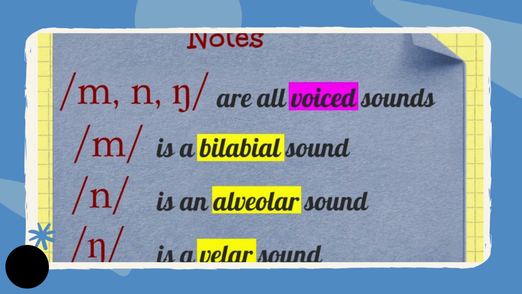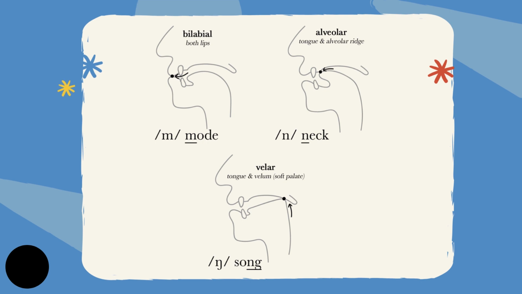We can also see in this picture here the M sound as in mold. You see the lips, mold. The sound N as in neck, neck. And this example, ng as in song, song. Okay, so now let's look at each sound individually.